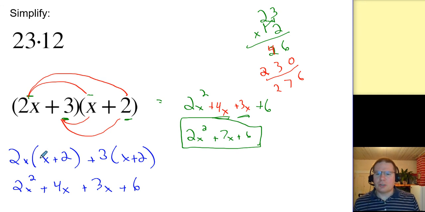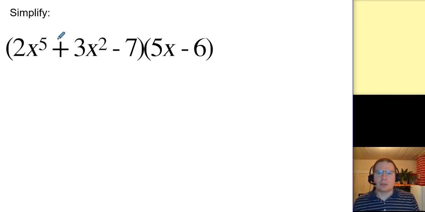Right? Personally, I think writing this step is an unnecessary time user. Drawing these little rainbows in, to me, helps me keep track of everything well enough, and I can jump straight to here, which is what I did. Right? It's your choice whether you write this or not. When we look at more complicated expressions, we still have the choice.